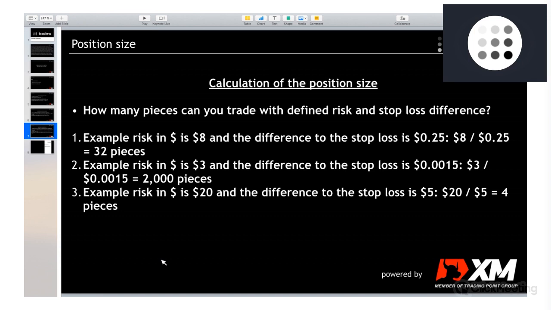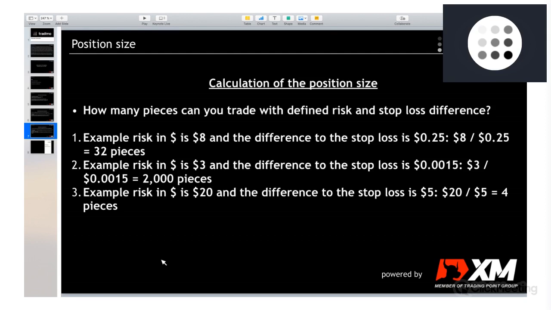And this could be pieces of currency pairs, pieces in terms of stocks, or pieces in terms of bonds or whatever, because we are talking about CFD trading. And there you don't have any contract details or specifications.